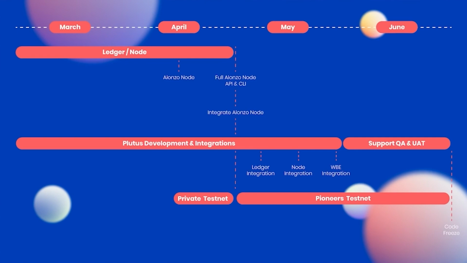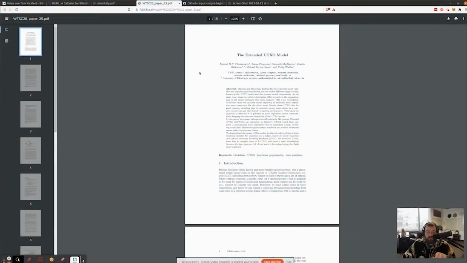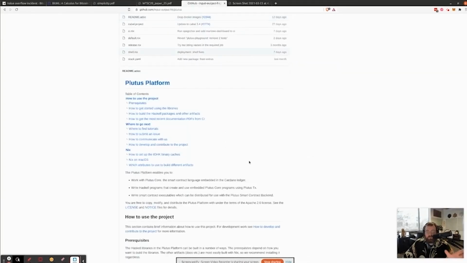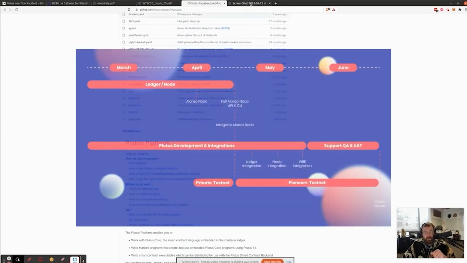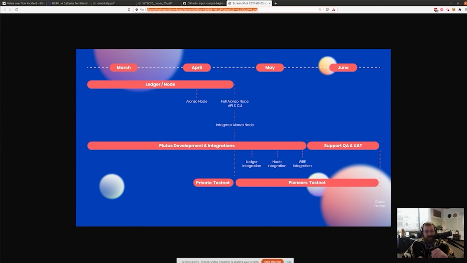And now we are heading towards what's called the Alonzo phase. And so what Alonzo does is it takes this foundation, extended UTXO, which is partially already in the code base, and adds it all in, and then puts this beautiful Plutus platform on top of Cardano. Okay. And here's kind of a timeline of how that works.